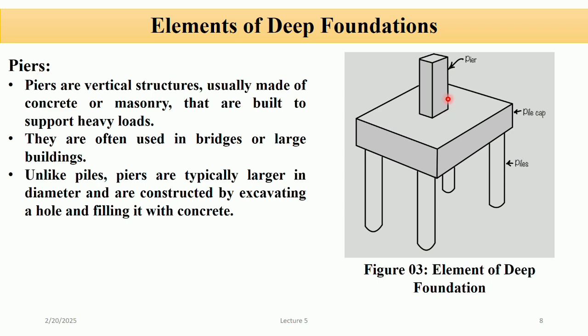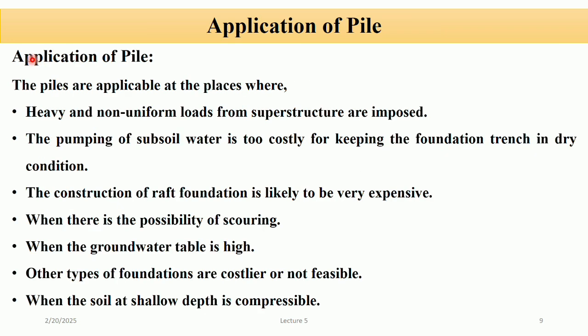Pier. It is a vertical structure. Usually it can be made of concrete or masonry and is built to support heavy load. They are often used in bridges or large buildings. And the diameter of the pier should be greater than the diameter of the pile.